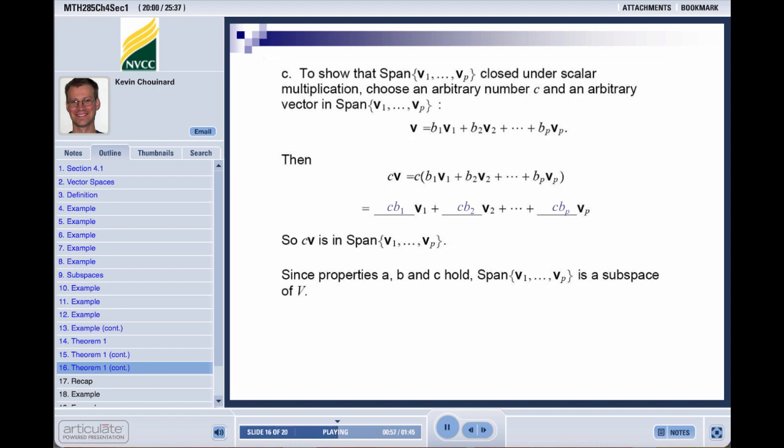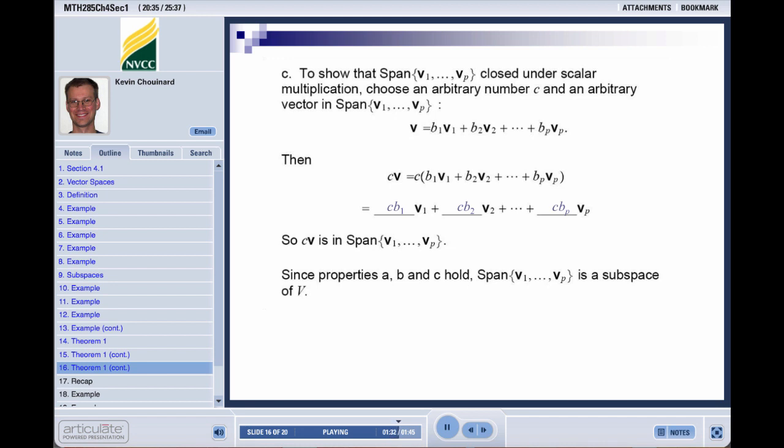And what this tells us is that this is a linear combination of v sub 1 through v sub p, that you're taking scalar multiples of v1 and v2 and all the vectors through v sub p and adding them together. So, cv is in the span. We can now say that this is closed under scalar multiplication, and since we've shown the three properties of subspaces hold, we can say that this is a subspace.